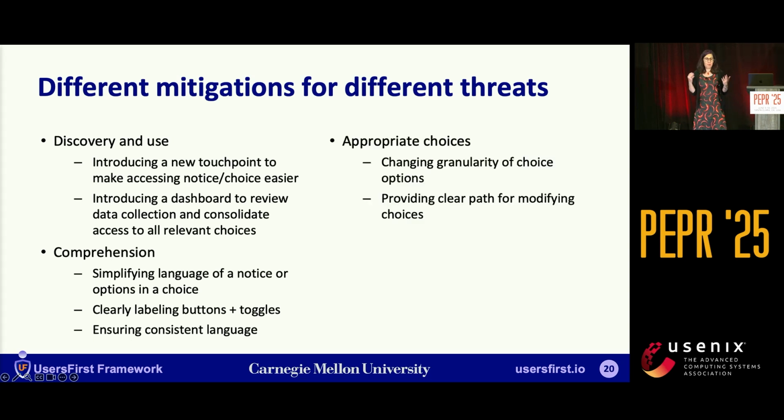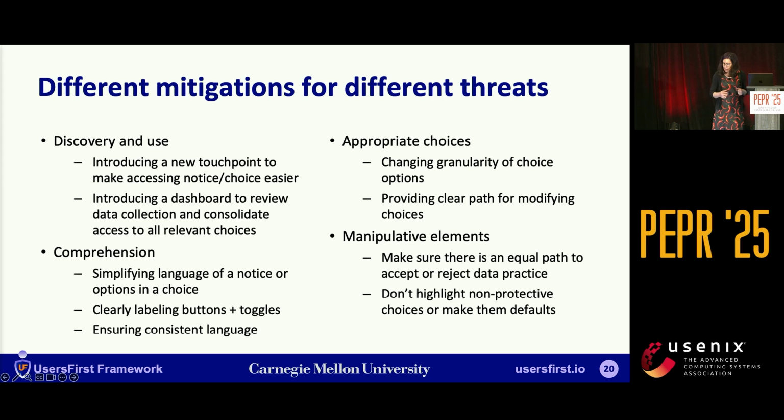If the problem is appropriate choices, maybe we need to think through the granularity of the choices that we're offering. And if it's manipulative elements, we need to make sure that we have accept and reject and that they are equal paths, and that we're not just highlighting the non-privacy protective choices.